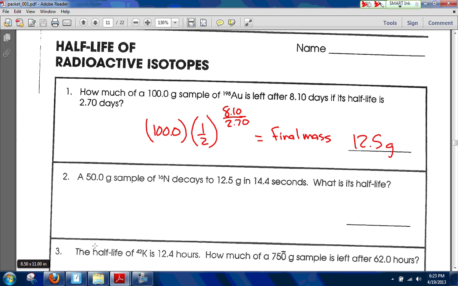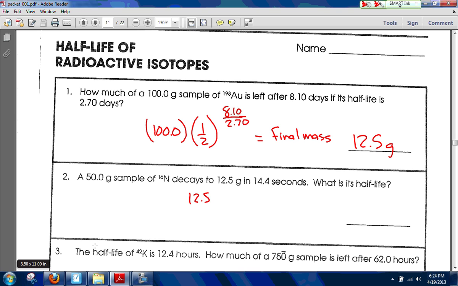Next up, a 50-gram sample of nitrogen-16 decays to 12.5 grams in 14.4 seconds. What is its half-life? Okay, so that's our initial mass, 50 grams. I'm going to go ahead and take the G out just because. We have the 1/2, and we need to know how many half-lives we get. Oh no, this one might be difficult. Okay, so I guess I need to define half-life for you. Half-life is the amount of time it takes for half of your sample to decay. So we're going to have to do this the old-fashioned way.